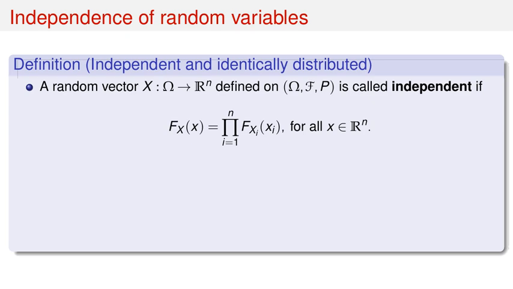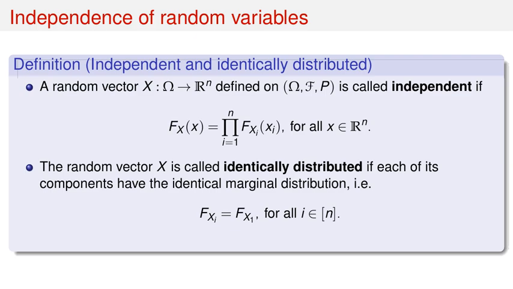Now for independent and identically distributed random variables within a vector, a random vector X from Omega to R to the n defined on (Omega, script F, P) is called independent if its joint CDF F sub X of x factors into the product of its marginal CDFs. That is, F sub X of x equals the product from i equals 1 to n of F sub X sub i of x sub i for all x in R to the n.